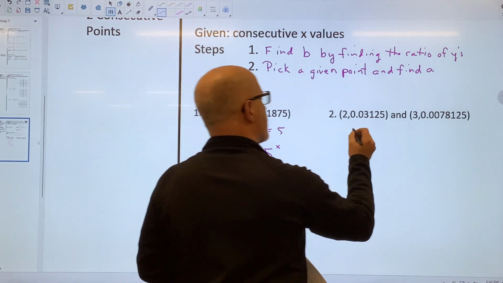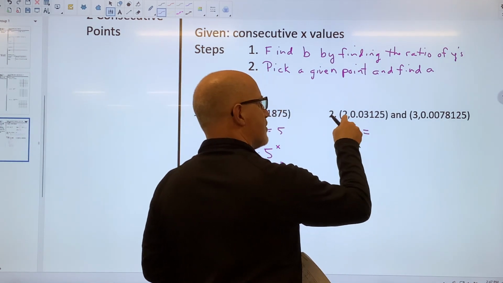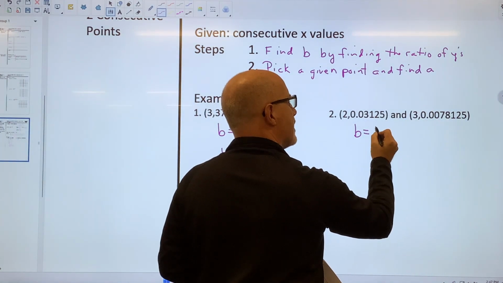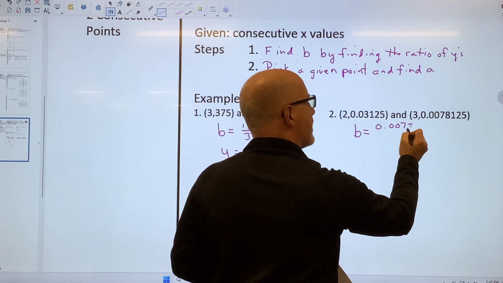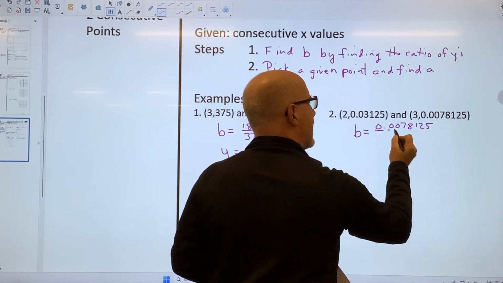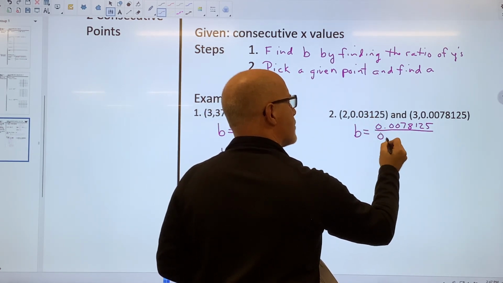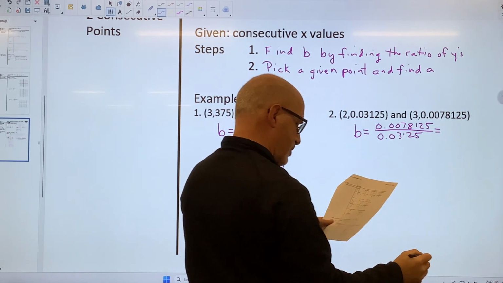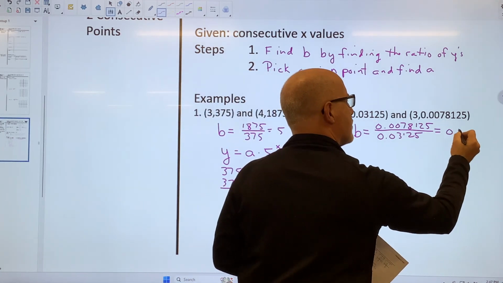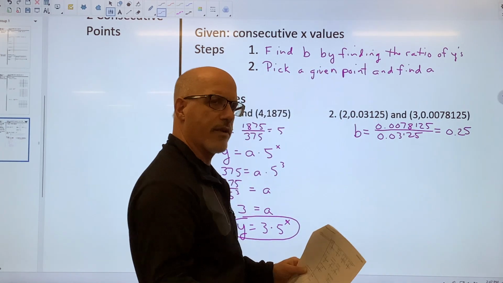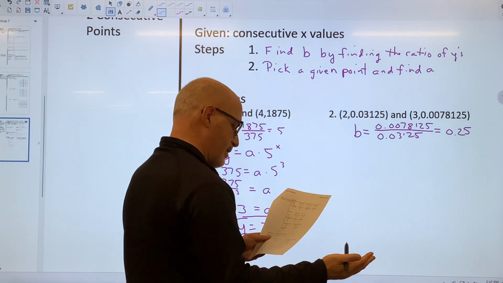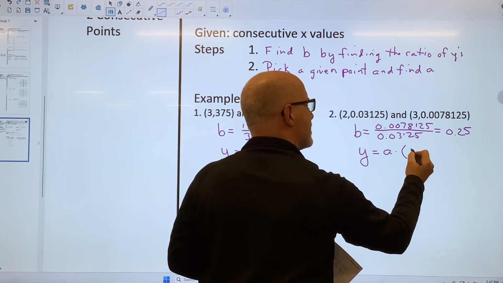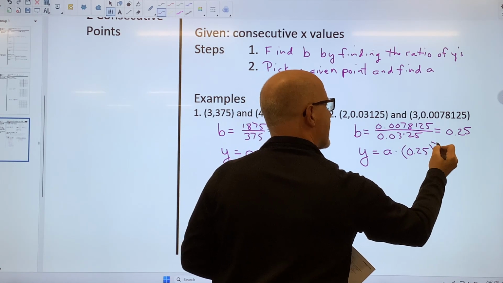Let's try this one. We're going to find the base first. 2 and 3 are the x values, so that goes in that order. So we can take the second y value, 0.0078125, and divide it by the first y value, 0.03125. And when I divide those two, I get 0.25. I get 1/4. So that's my base, 1/4. So I'm going to put that into y equals the initial value times 0.25 to the x power.